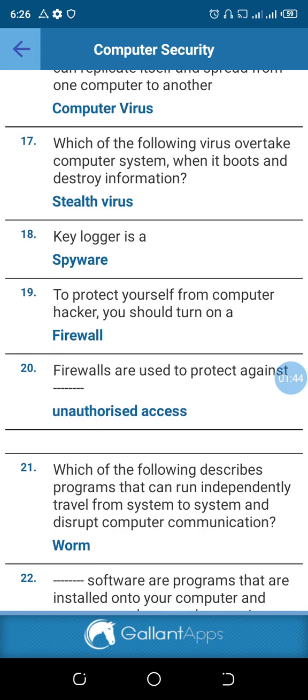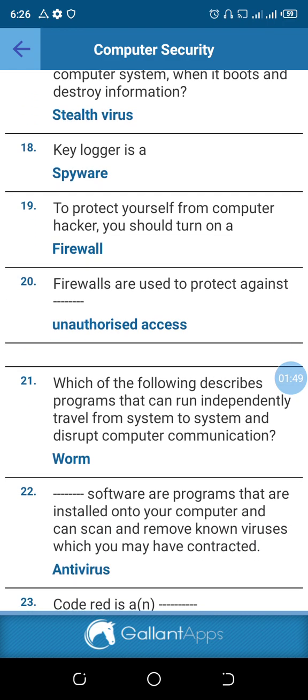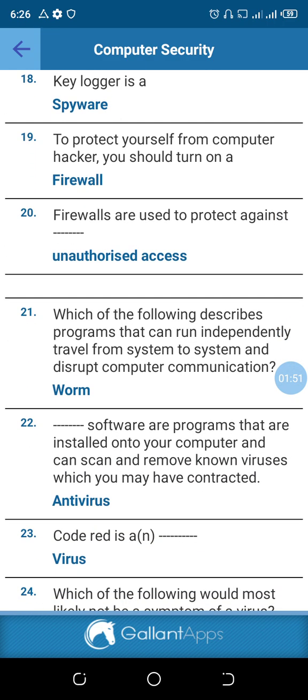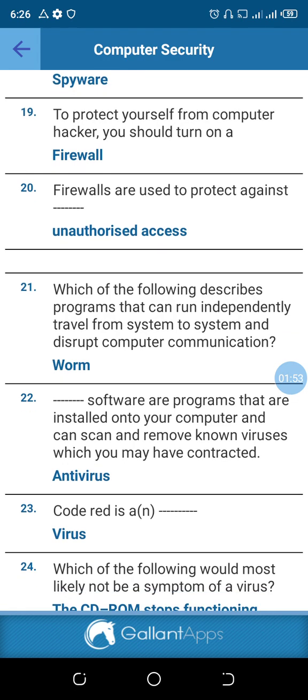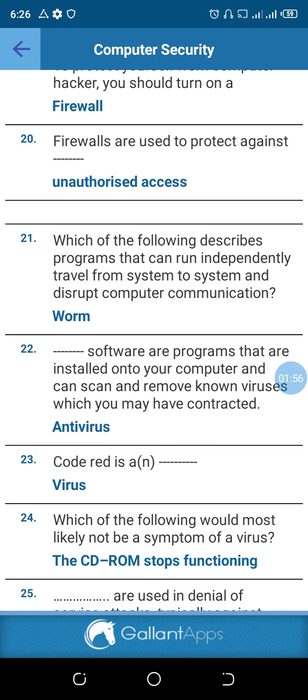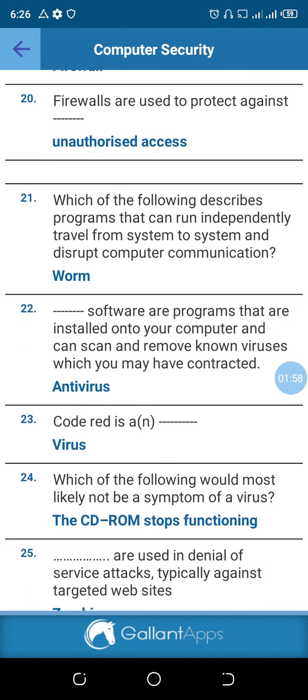Which of the following viruses overtakes the computer system when it boots and destroys information? Stealth virus. Keylogger is a spyware. To protect yourself from computer hackers, you should turn on a firewall. Firewalls are used to protect against unauthorized access.